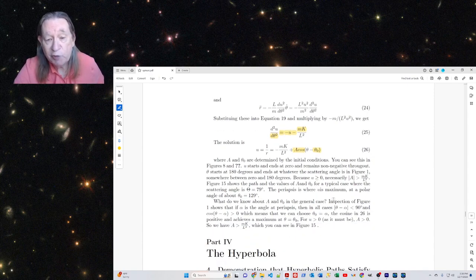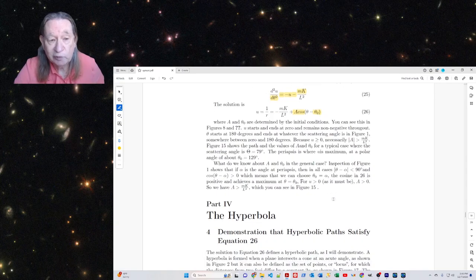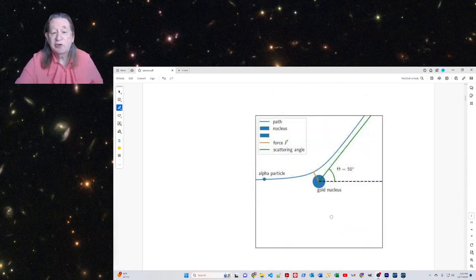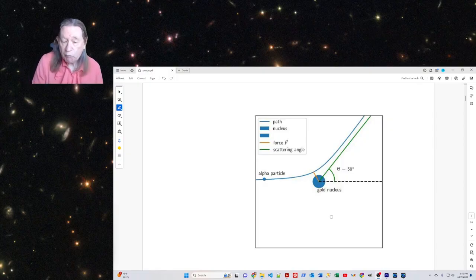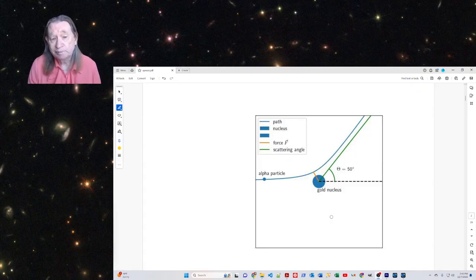Well, there's a few things we can notice. Have a look at this figure. You can see a few things. One is, at the point of closest approach, the alpha particle is always ahead of the gold nucleus. It never gets behind it, really. And the scattering angle is anywhere from 0 to 180 degrees. And there are some other things we can determine by looking at this figure as well.